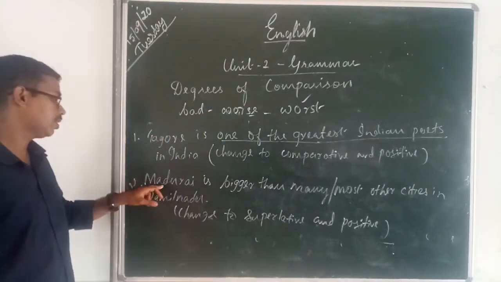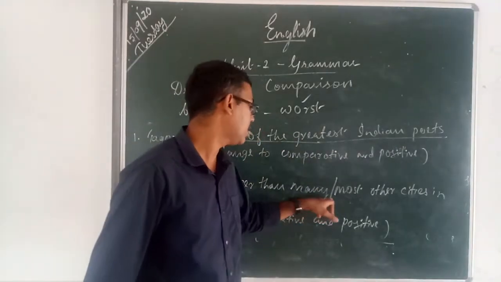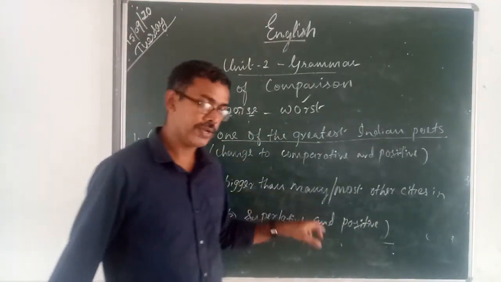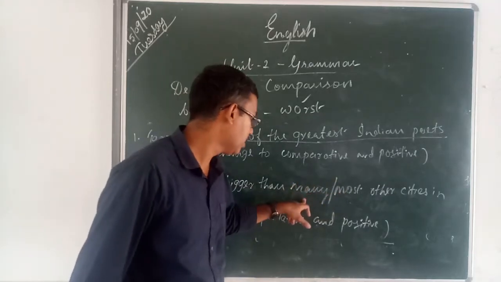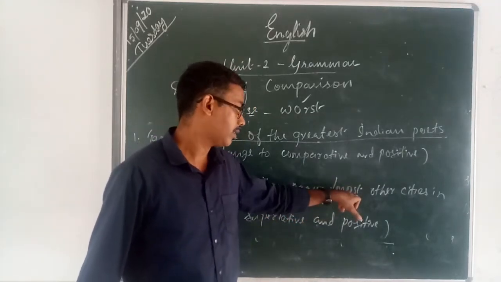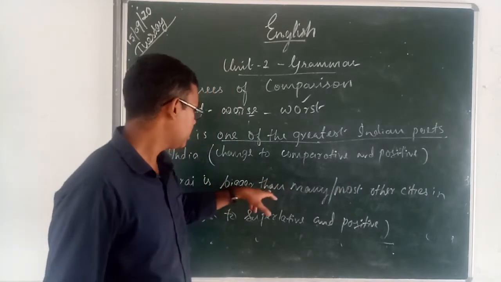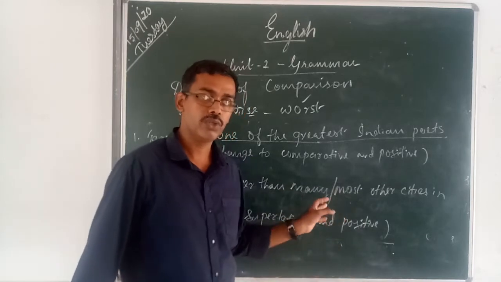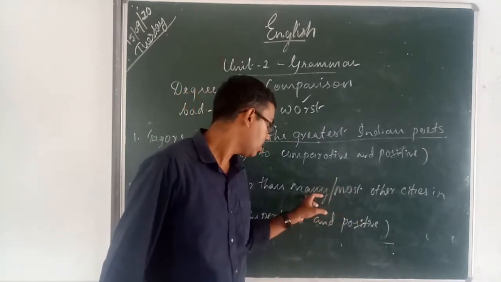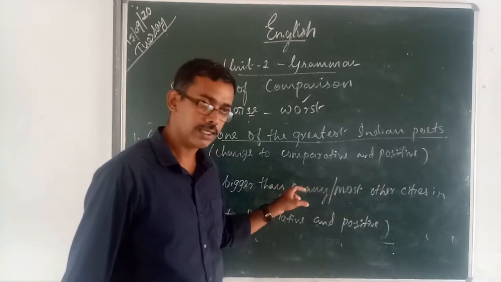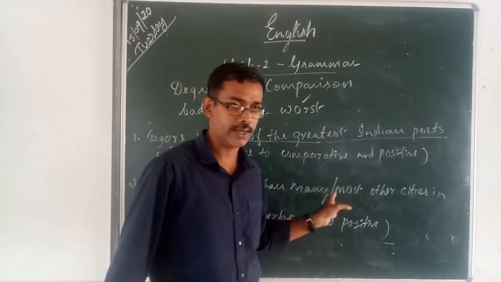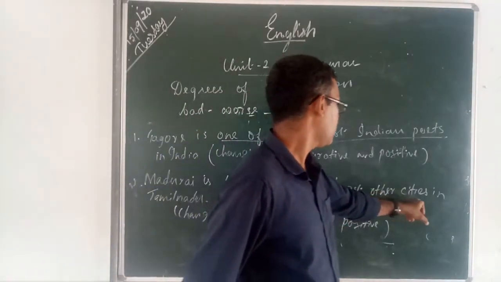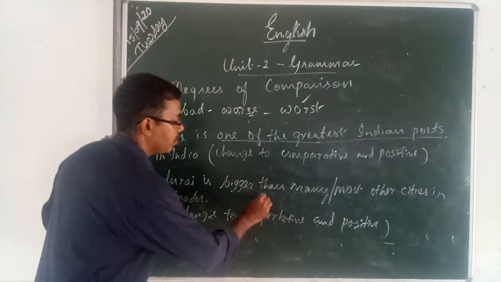Change this: Madurai is bigger than many other or most other cities in Tamil Nadu. For your understanding, I have written both many and most. In any sentence, only one option will be there, many or most. You should not get confused. Many and most are one and the same. Madurai is bigger than many or most other cities in Tamil Nadu.